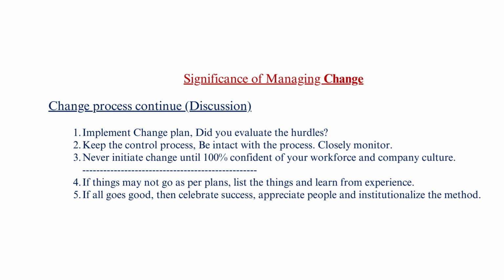And then number four: if things may not go as per plans, list the things and learn from experience. This is one of the best things in the corporate world. So anything that you observe is not positive, is not good, you list down why it is not good, why it didn't work the way it was planned. And that is an experience you learn from, so next time you won't repeat. So you are already prepared for the next or forthcoming change which you want to plan for your company.